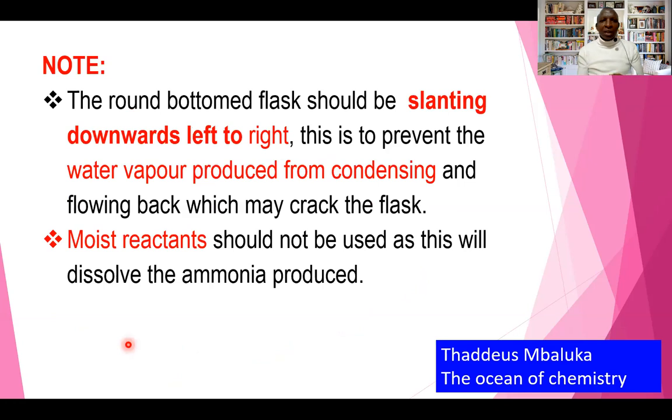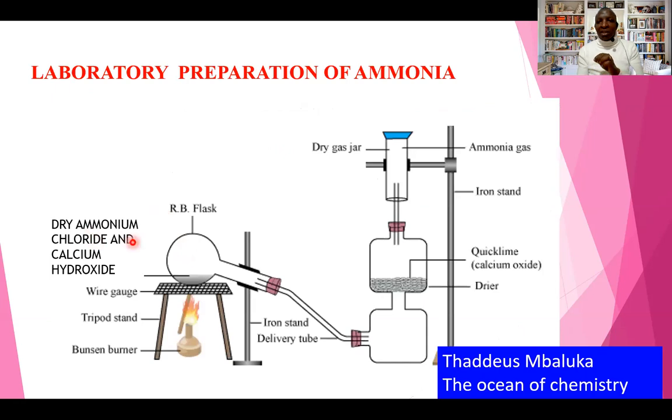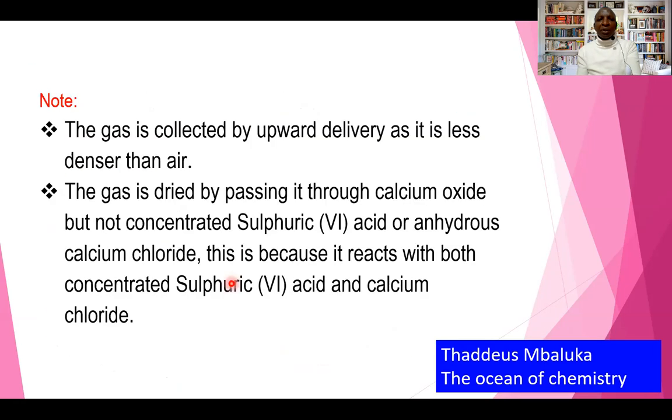We continue. The round bottom flask, this is a point to note in the diagram, should be slanting downwards, left to right. This is to prevent the water vapor formed from condensing and flowing back, which may crack the flask. Also remember that moist reagents should not be used, as moisture will dissolve the ammonia gas produced. Looking at the diagram, we are using dry reagents, and the round bottom flask is slanting downwards. Very important to capture that.